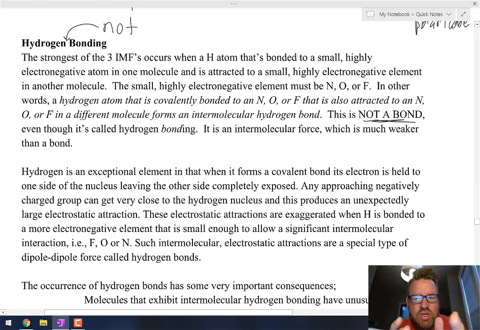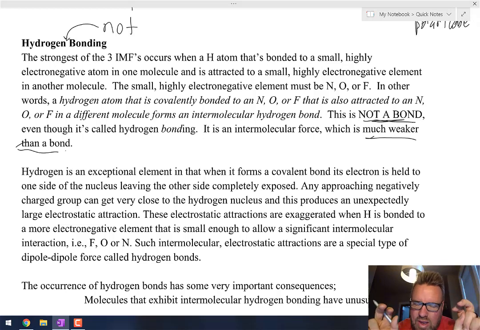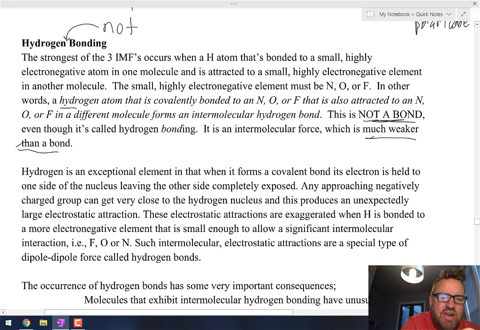It's an attraction between one molecule and another, okay? And it's much, much weaker than a bond. All intermolecular forces are always weaker than a bond. Even though we do call it hydrogen bonding, again, not a bond, an intermolecular force, okay? Now, how is hydrogen bonding different from dipole-dipole forces or London dispersion forces? It's very, very simple, okay? Obviously, it has to have a hydrogen in it.